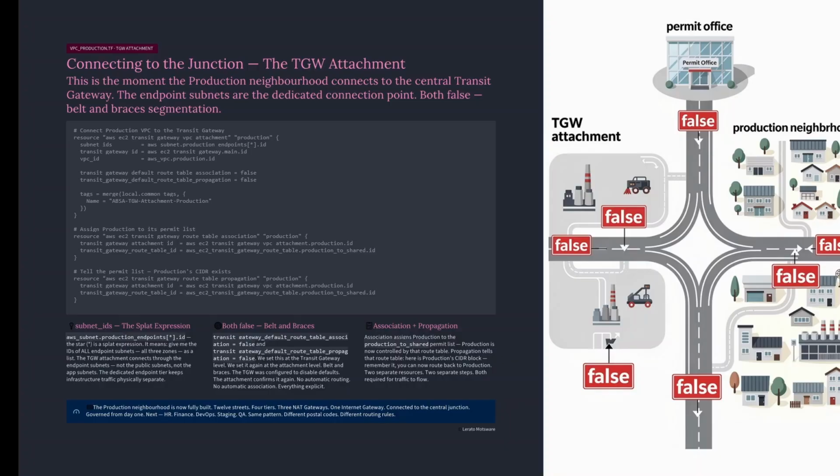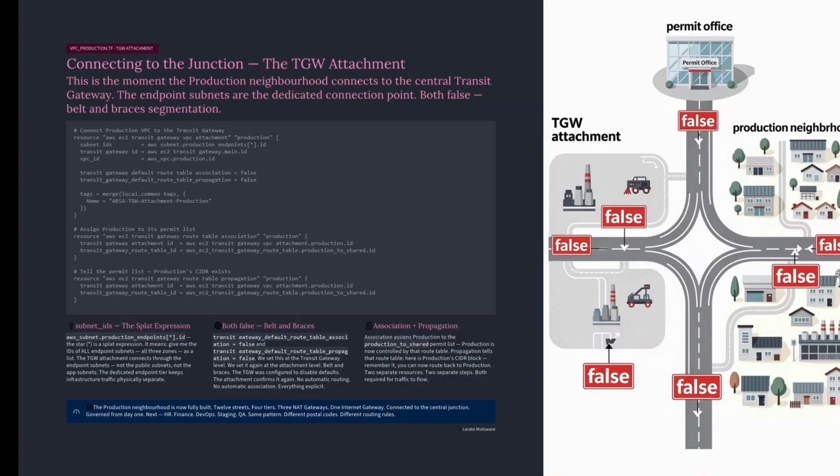Public subnet 0 associated with the public route table. Public subnet 1, same public route table. Public subnet 2, same public route table. All three public streets share one route table, one set of rules. Internet gateway for all of them.